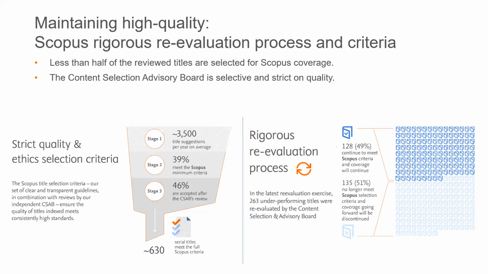For indexing of journals within Scopus, it goes through a selection criteria process. Journals that we index in Scopus have to apply to be indexed, and then we look at the quality of the journal before it is decided that the journal can be indexed. That is a very rigorous process, with about 46% of journals being accepted after they've been reviewed, not by Scopus itself, but by a content selection and advisory board that is independent of Scopus, because they have subject experts that make the decisions for us, right?